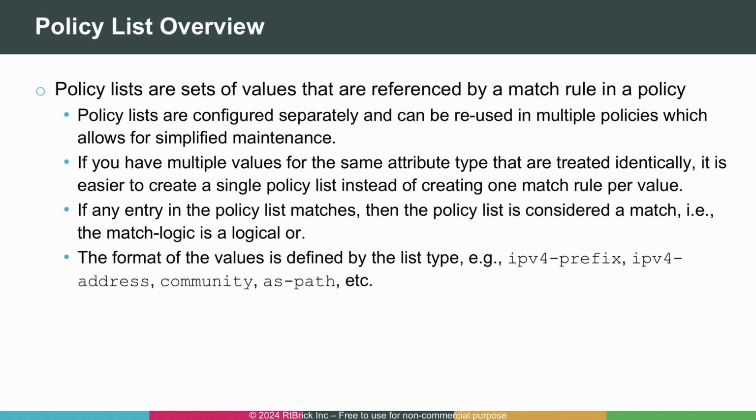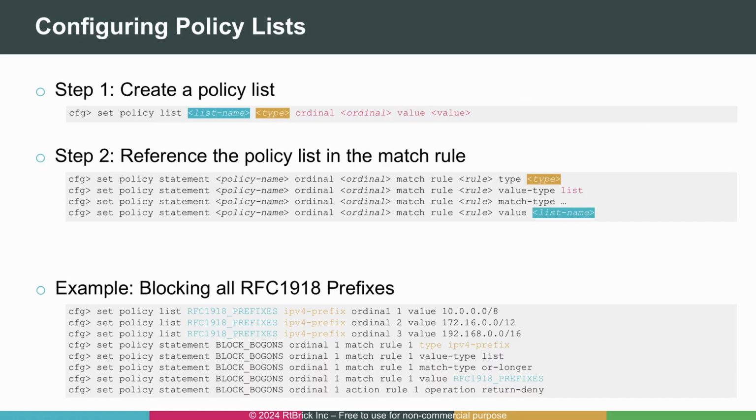However, policy lists can also include BGP communities or BGP AS numbers. In RBFS, a policy list is created using the set policy list listname command. You need to define the type of policy list, for instance, IPv4 prefix. Each value you add to the list is assigned a unique ordinal. Since the entries in the list are evaluated as a logical OR, the order of the ordinals does not matter.